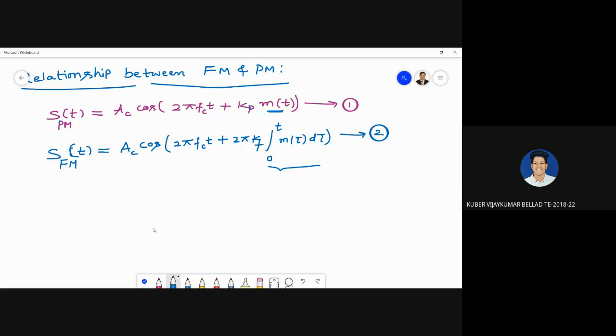Yes, sir. This is the third candidate saying yes. What about others? Still another 53 or 54 are there. Are you able to understand what I am saying? I have written two equations, one for PM, another for FM. I am comparing those two, and I am saying that if I replace the term m of t in equation 1 by the integral of 0 to t m of tau into d tau, can I say I can change the phase modulated signal into a frequency modulated signal?